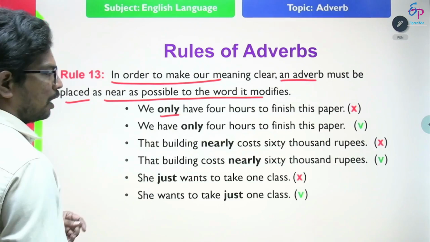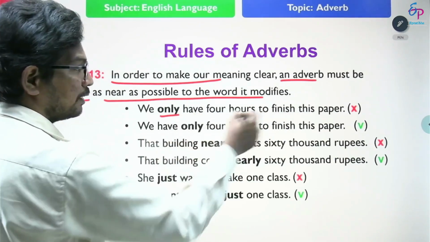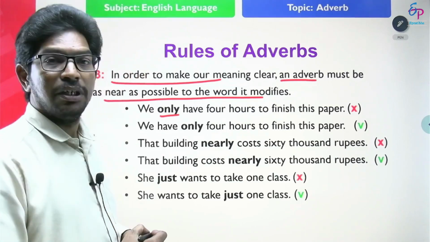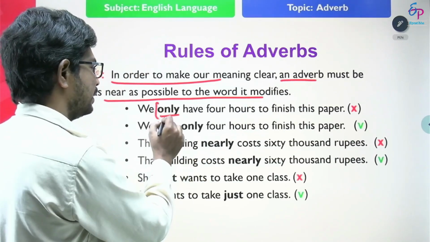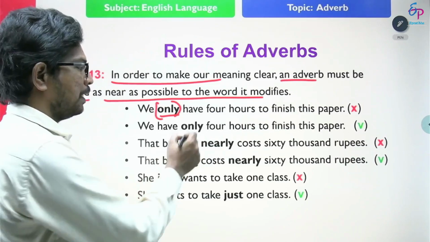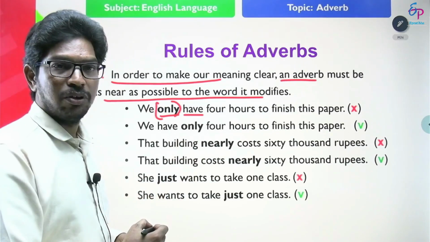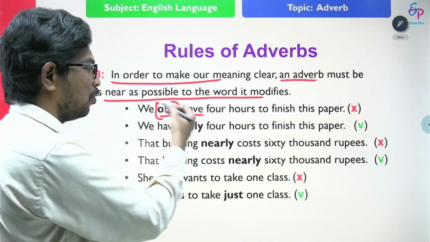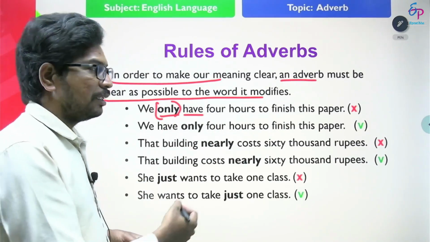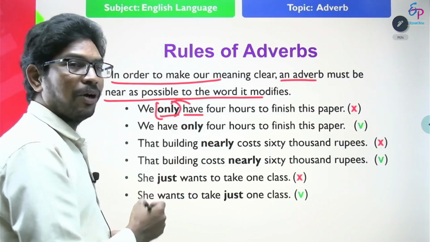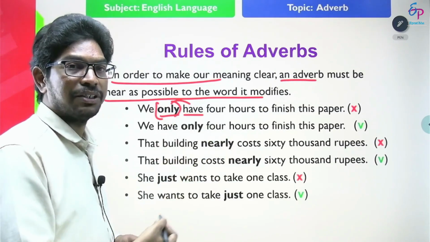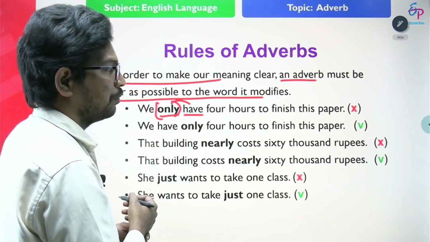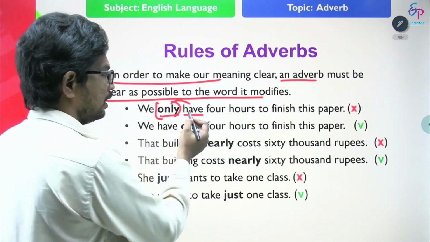The adverb "only" and where it is placed. Read this statement first: "We only have 4 hours to finish this paper." In this example, only is an adverb placed before "have." Wherever the adverb only is placed, it modifies the word that comes after it. So in "We only have 4 hours to finish this paper," only is modifying "have."